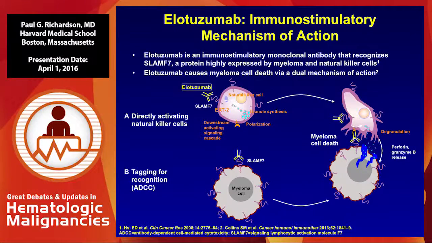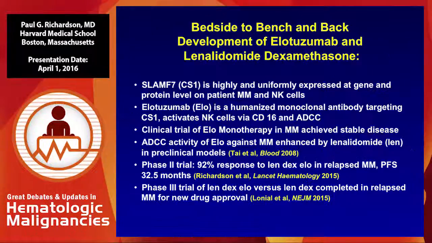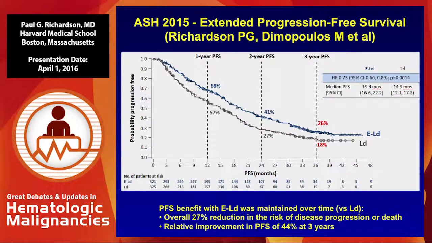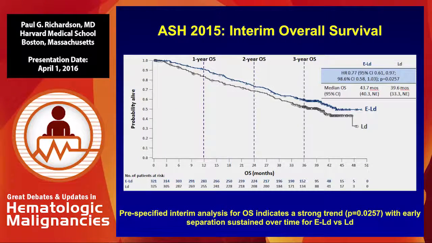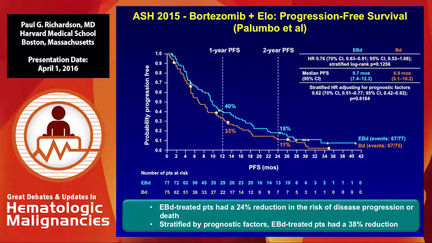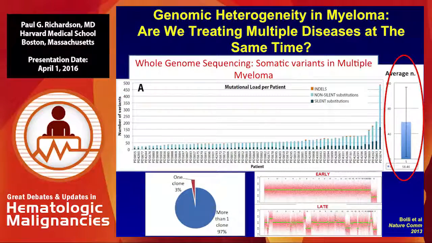I think we've already talked a little bit about Elo. I know Ruben touched on this beautifully earlier. Very exciting mechanism of action, lots of work behind it that underlie its activity. We updated Sagar's original New England Journal presentation at ASH, and as you can see, the PFS benefit continues. And whilst there's not a significant survival difference at this point, there's a strong trend with a p-value of 0.025. And on that note, when you combine elotuzumab with bortezomib, Antonio shows clinical benefit in this phase 2.